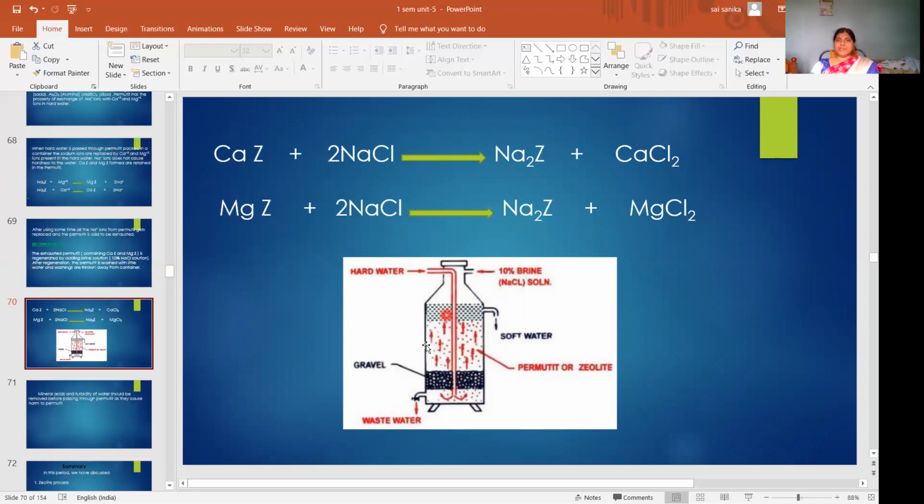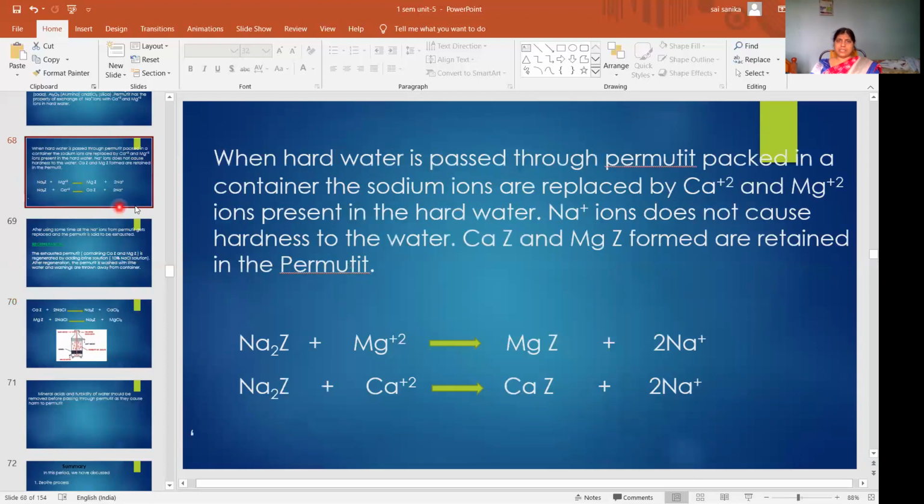The exchange of ions takes place: the sodium ions are exchanged with the calcium and magnesium ions present in the hard water. Okay, so now we will see the reaction. When hard water is passed through permutit packed in a container, the sodium ions present in the permutit are replaced by the calcium and magnesium ions present in hard water.